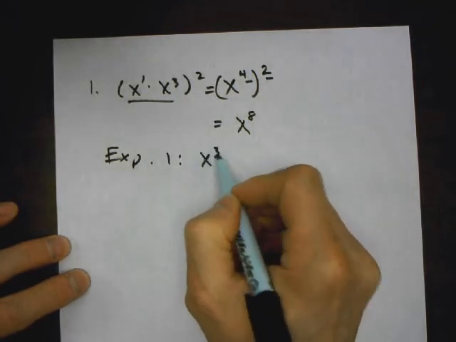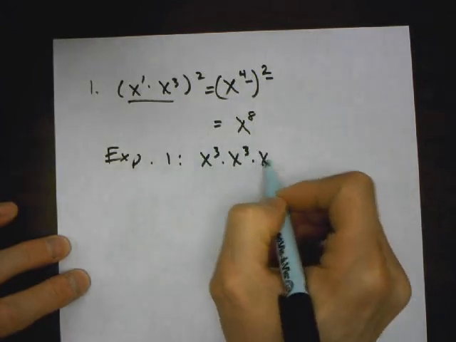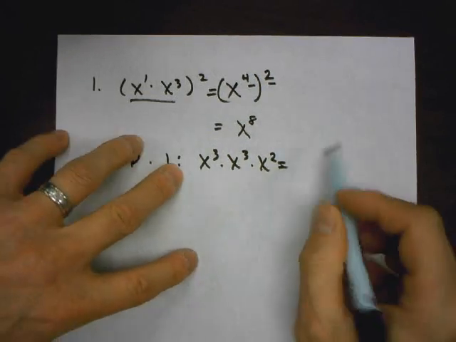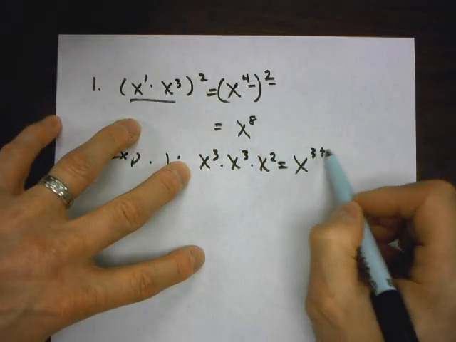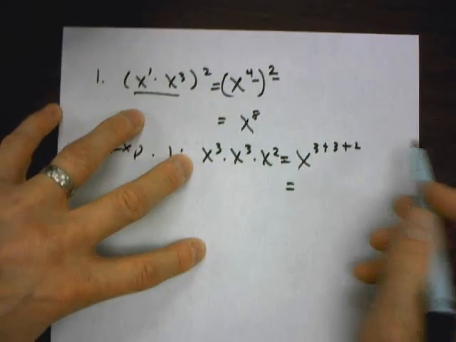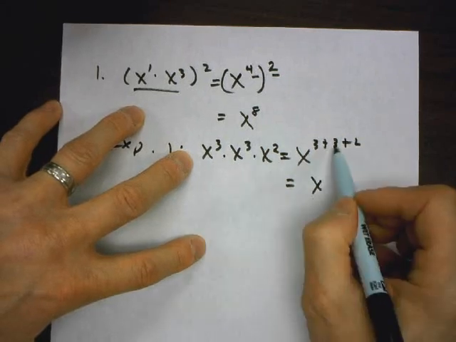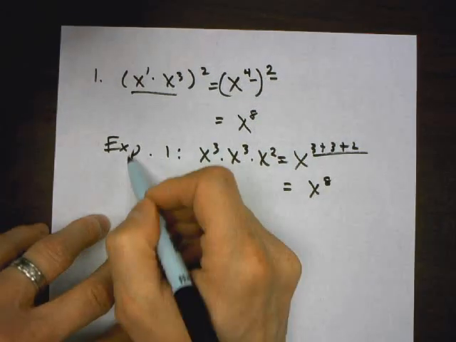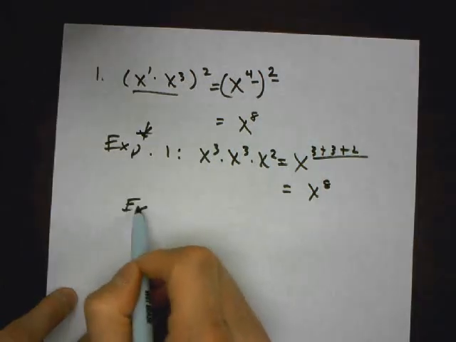Expression number 1 has x cubed times x squared. That's multiplying powers with the same base. So what we do there, we copy the base one time and add all those exponents. 6 plus 2 is 8. So that's the same.